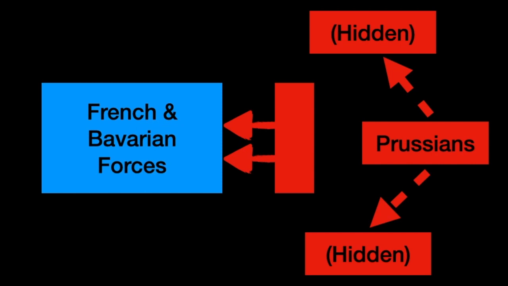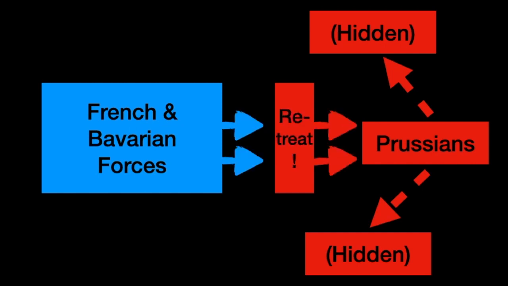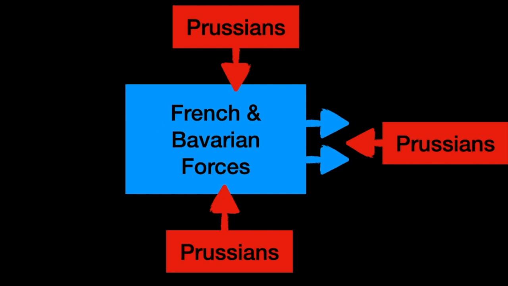All right, then the original vanguard force that had engaged the French and Bavarians, they make like they're giving up, and they turn around and they retreat, running back to the central Prussian force, thus giving the French and Bavarians a sense that, ha-ha, we are winning, we're driving them back, so let's go chase them and wipe them out. And that's the trap.